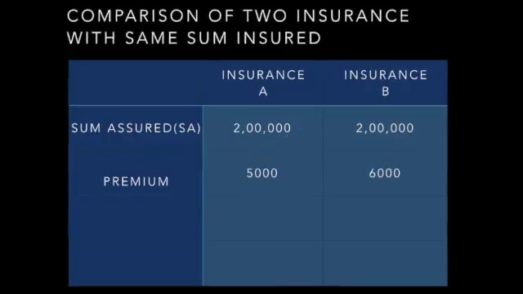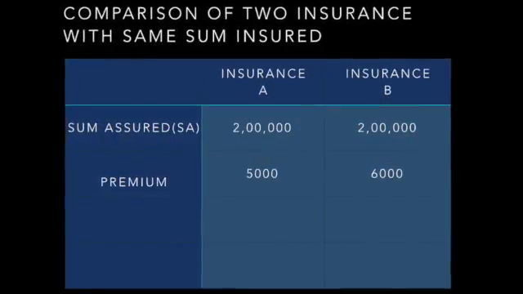Most of us understand these two terms: the sum assured, which is the maximum amount paid by the insurance company in the event of a claim, and premium, which of course is the amount that we pay to the insurance company when we buy these policies. Usually, we check these two parameters: what is the sum insured and what is the premium.